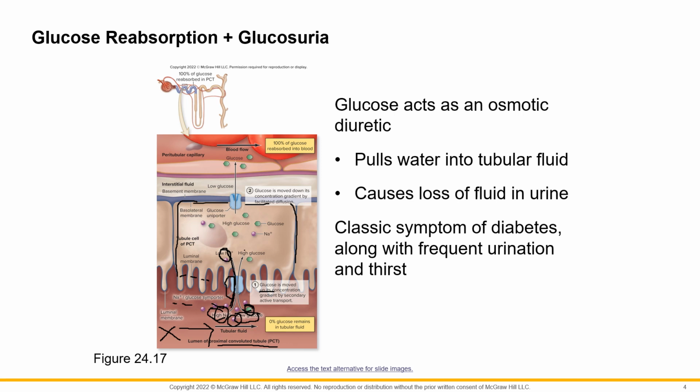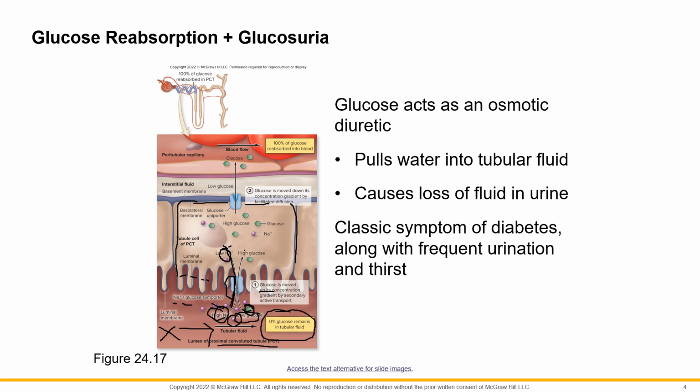Sodium happens to be going from an area of high concentration outside the cell to an area of low concentration inside the cell. Glucose, however, is going from an area of low concentration, it is going upstream, to an area of high concentration inside the cell. And so it's symported along with sodium. And this is secondary active transport. So glucose keeps being symported with sodium until there is about 0% glucose that remains in the filtrate or the tubular fluid.